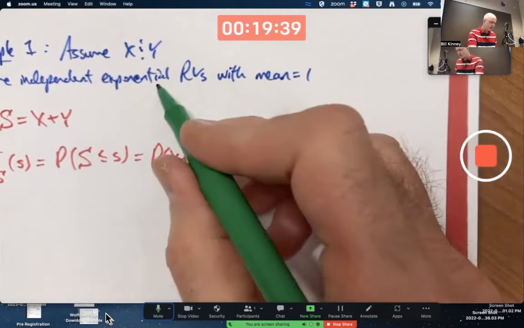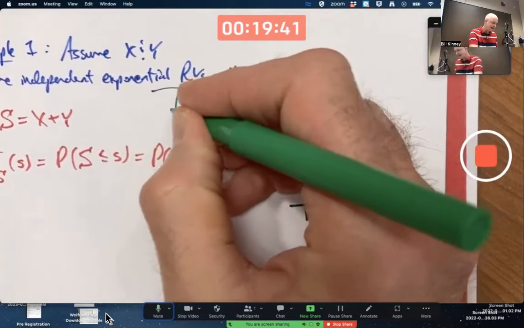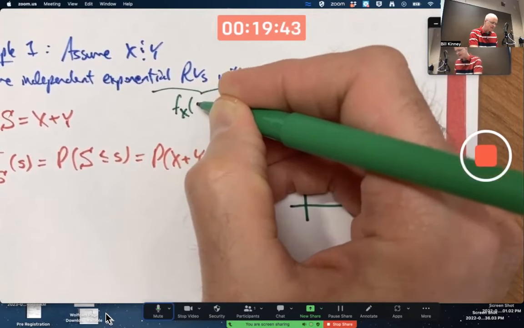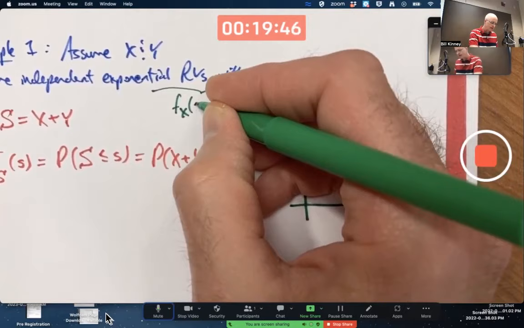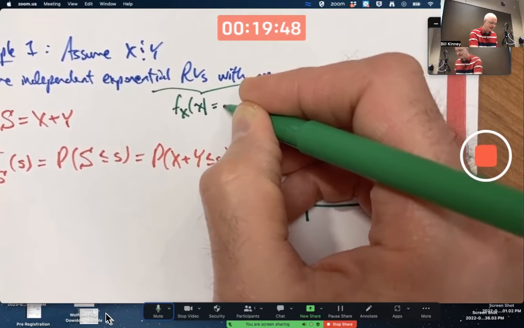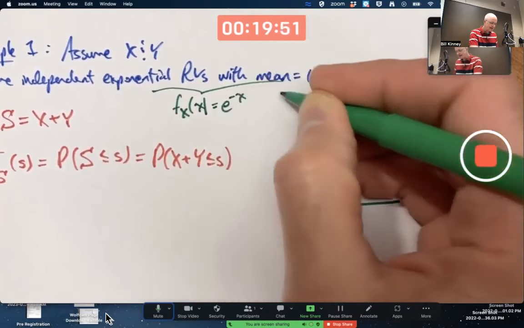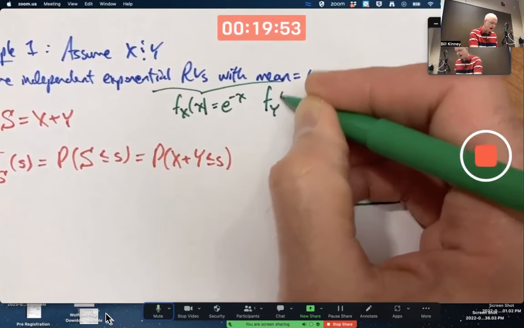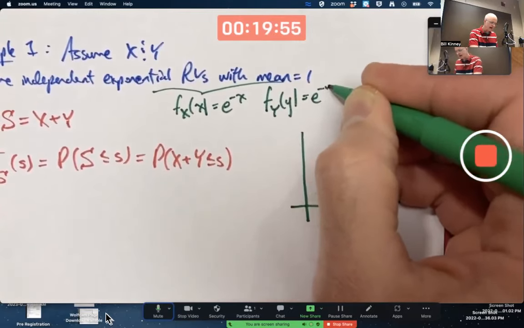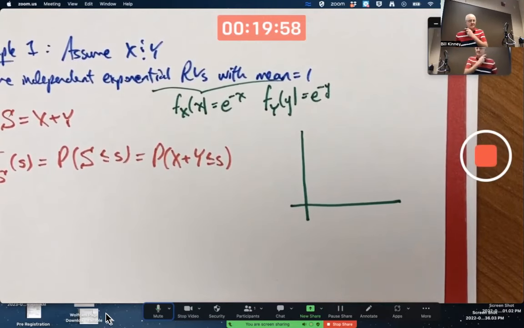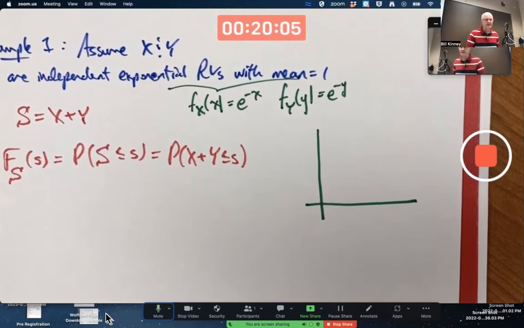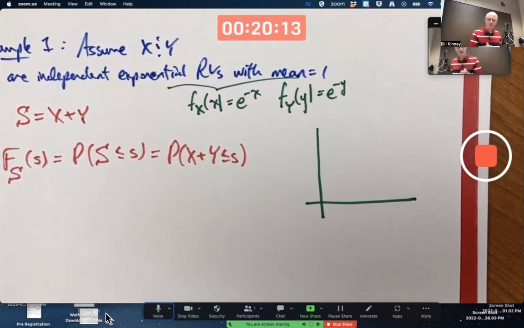Well, they're exponential with mean 1, so I could say little f sub x of little x is e to the negative x. And I could say little f sub y of y is e to the negative y. And at least if I'm going to use these PDFs instead of CDFs, I need to do integrals. Now you might wonder, could I avoid integrals by using CDFs? Maybe, but let's do some integrals here.